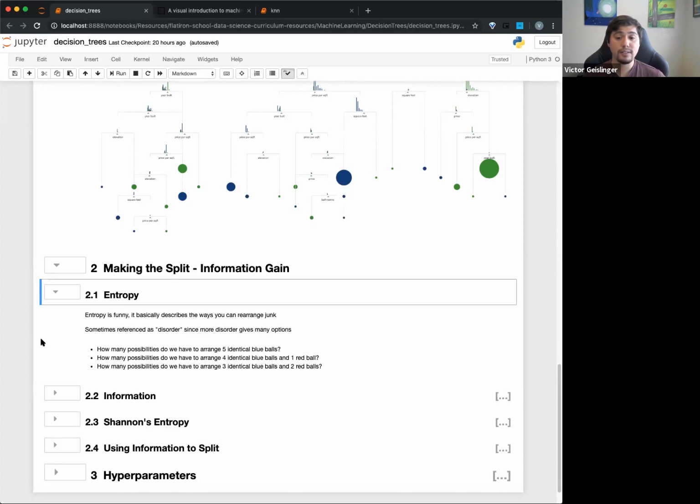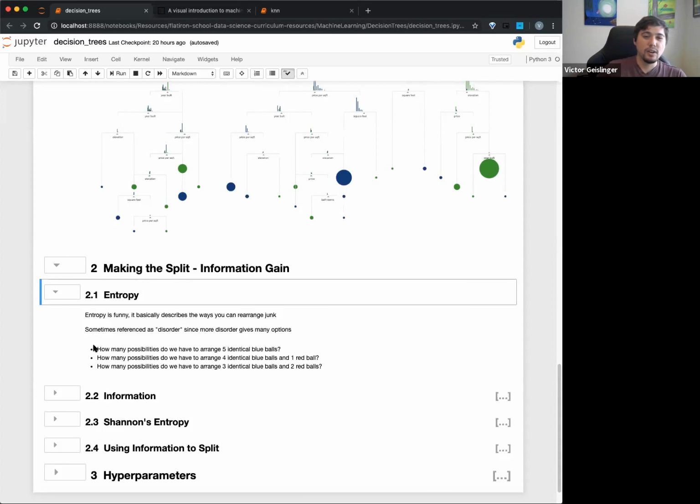So if you have, for example, all the blue balls on the left and all the red balls on the right, all you have to say is that the blues are on the left and the reds are on the right, and you can describe the whole system really quickly. Versus if they're scattered about the room, you would have to describe every individual part of the room just so you can describe the whole system.